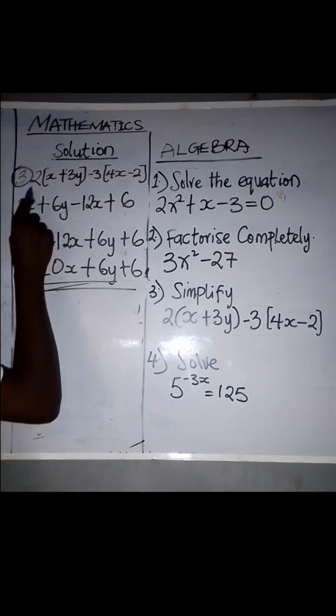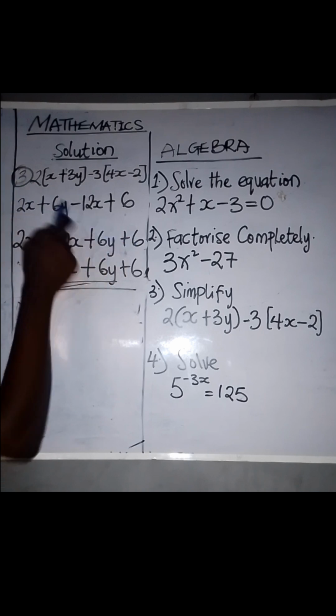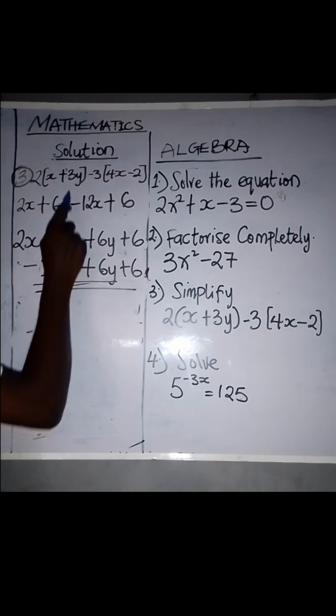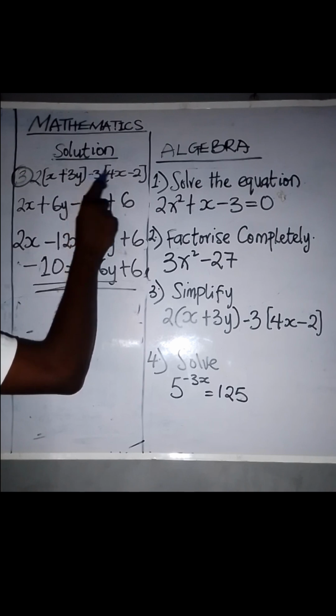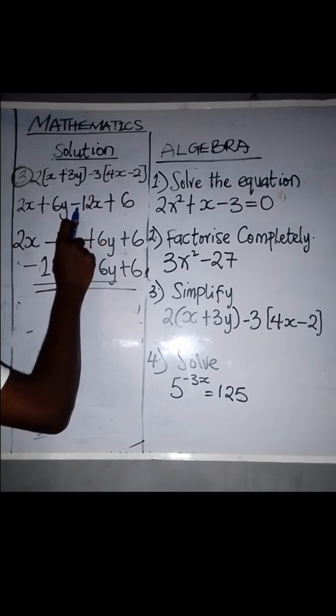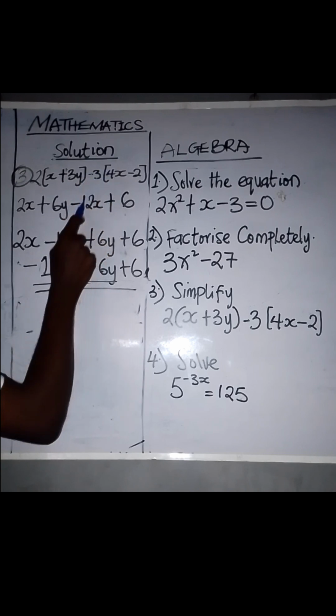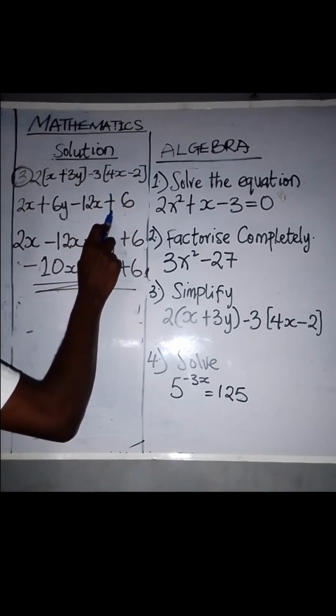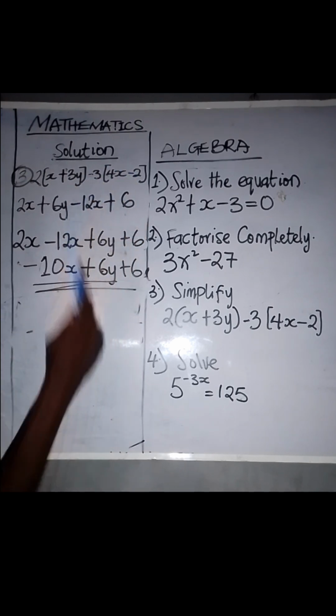The first thing I did was open the bracket. 2 times x gave me 2x. 2 times 3y gave me 6y. Then I have a minus here. Minus times the positive is negative, so it gives me a negative sign. Then 3 times 4 gave me 12x. Then minus times minus gave me the positive sign. Then 3 times 2 gave me 6.